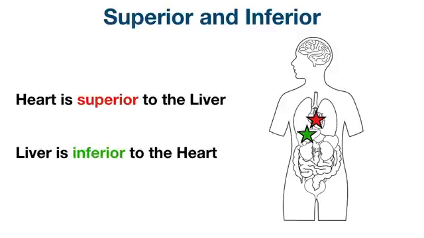Hopefully that explains superior and inferior. Remember, superior is toward the skull, and they both start with the letter S, and inferior is toward the floor, and you can use the F in inferior to help you remember that. Finally, don't forget that superior can also go by cranial, and inferior can also go by caudal.